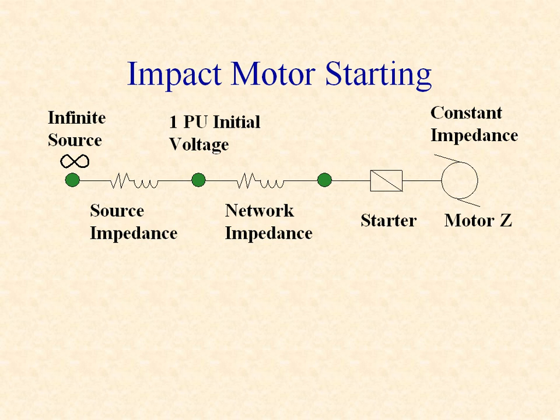Looking at a graphical view of the impact motor starting model, the source is assumed to be an infinite, constant voltage, constant frequency source behind the transient short-circuit impedance. The load side of the source impedance should report 1 per unit voltage, or the expected operating voltage, when the motor is offline. When the motor is switched to starting, it is represented as a constant impedance load using the motor's subtransient short-circuit impedance. The voltage drop calculated at the source and through the network impedance should provide a good approximation of the initial voltage drop that will occur when the motor starts.